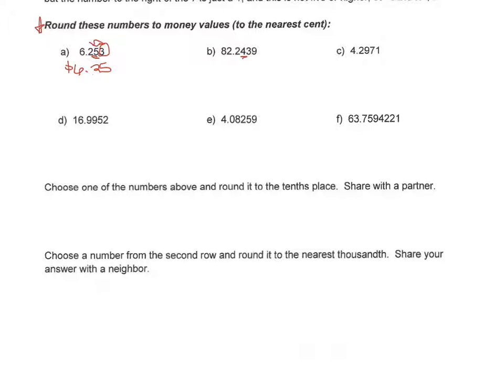We're going to underline the hundredths place and circle the number right beside it, which is in the thousandths place. The 3 is going to make the 4 stay the same, so your answer is $82.24. Now at this time, please pause the video while you complete C through F on your own. When you're ready, press play and we'll check your answers.